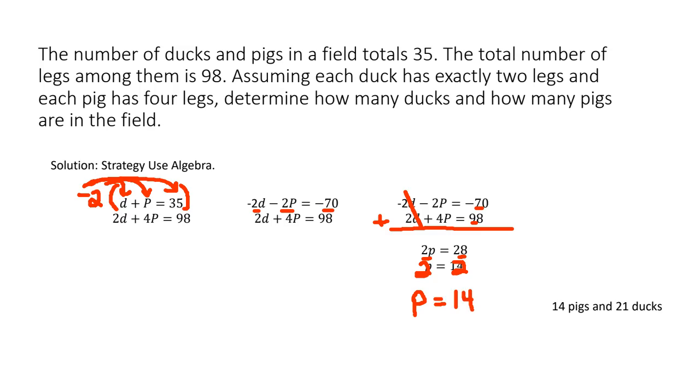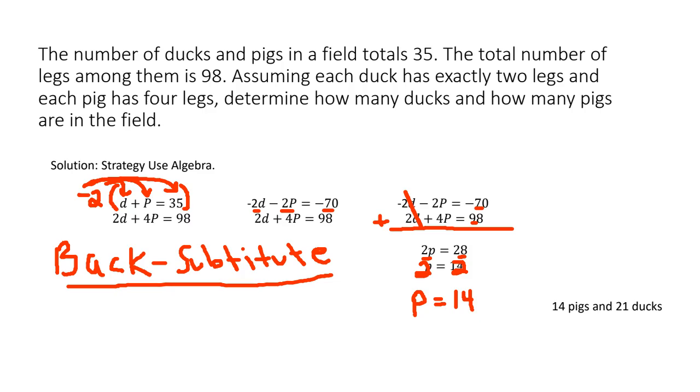Now that you know your P is 14, and you know that you have 35 animals, you can subtract. Or in algebra, we say we back substitute, right? So you can back substitute in here. But subtracting will probably just be faster if you're trying to get to your answer. What back substitute looks like is you pick any of the 2 equations. I'm going to pick the first one, D plus P is equal to 35.